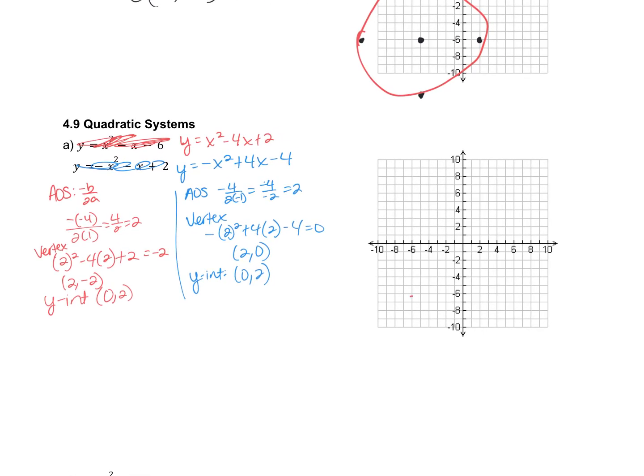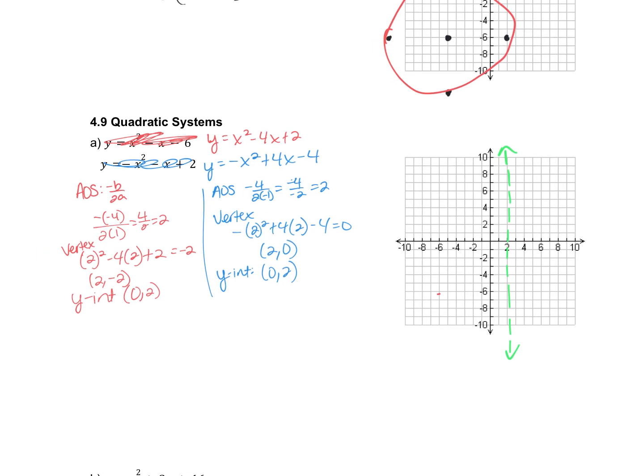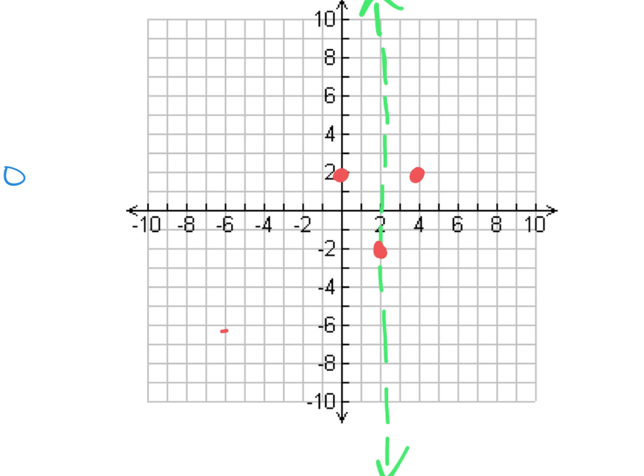I'll do the red one first. So I guess the axis of symmetry is the same on both of them, right? So I could just leave that. I'll do it in a different color. So it is at 2. And then for the red one, my vertex was at 2, negative 2 right there. My y-intercept was 2, and then it went over this way. So I have this, and then let's try to connect it.